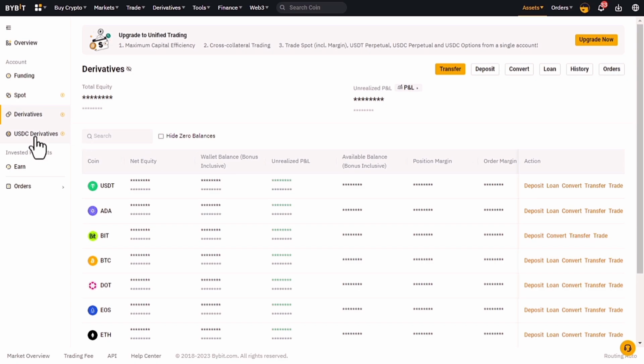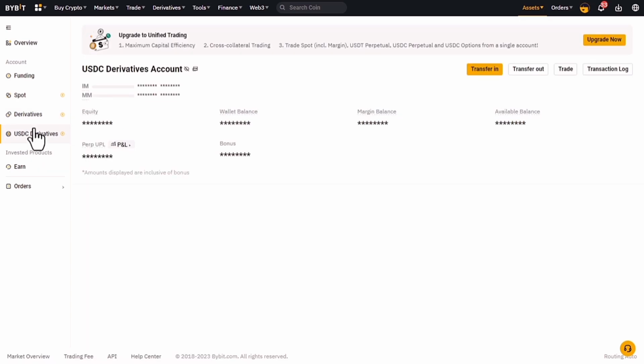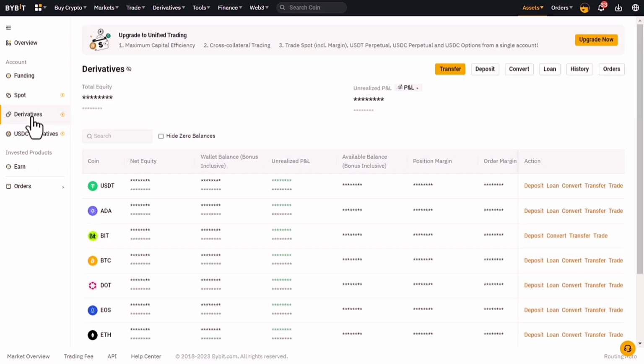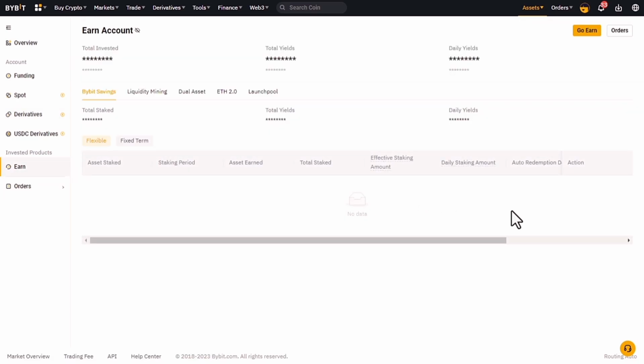And then we have another part. The USDC derivatives is more or less the same as the derivatives itself, but it's with USDC. But I recommend going with USDT because it's most common, and the liquidity of the market is higher. So the next part is earn, where you can have some side hustle, some passive income.